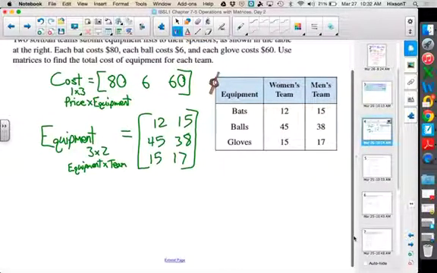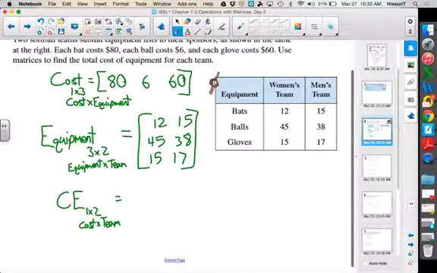And now when we multiply them, what kind of matrix are we going to have? It's going to be a 1 by 2 matrix. And notice what it's going to give us. The 1 was the cost or price. Actually, I'm going to change this to cost just to be consistent. So this is going to be cost by team. The cost by team matrix.